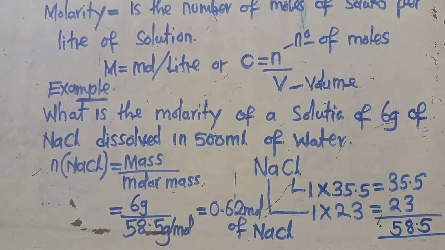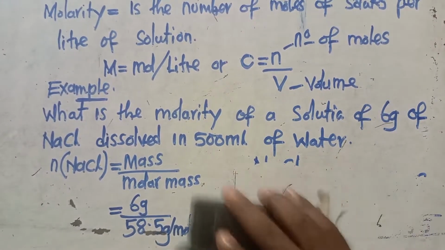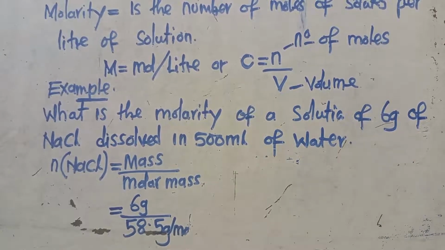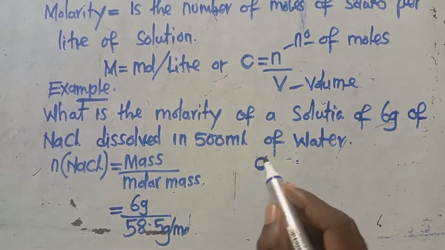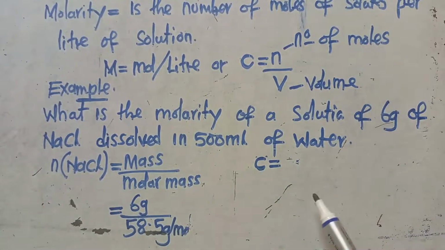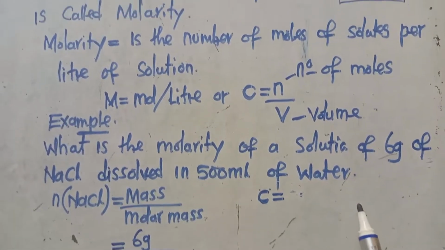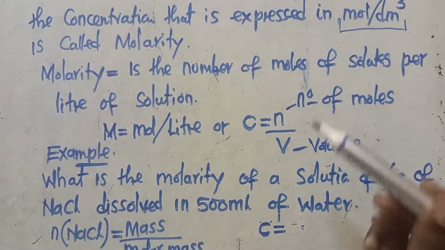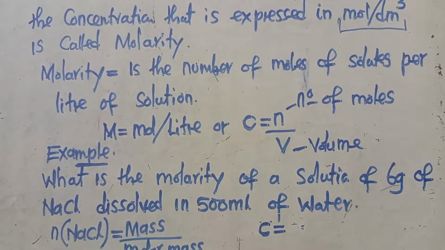So the question is telling us to find the molarity. Molarity is determined by moles per liter of a solution. Have you seen? Per liter of a solution, that is the same as volume. After doing all this, I now write the formula. Molarity is the same as concentration but expressed in these units, mole per cubic decimeter. It is one and the same.